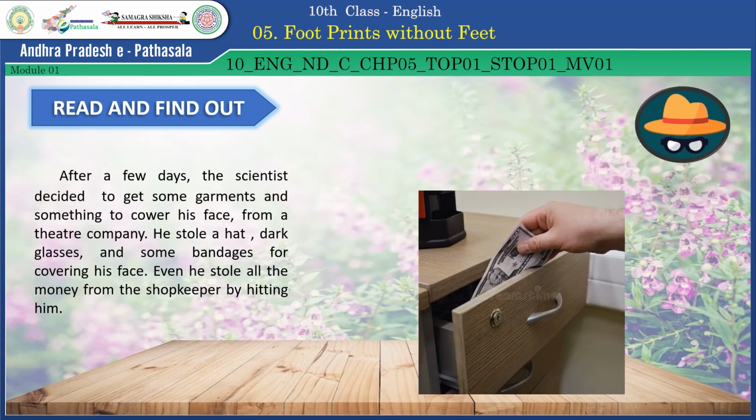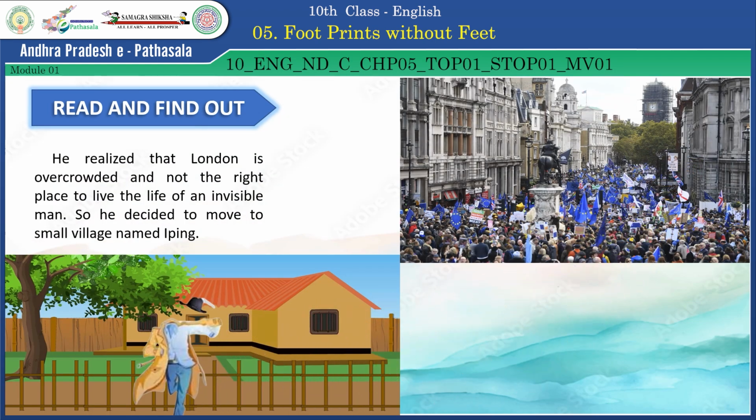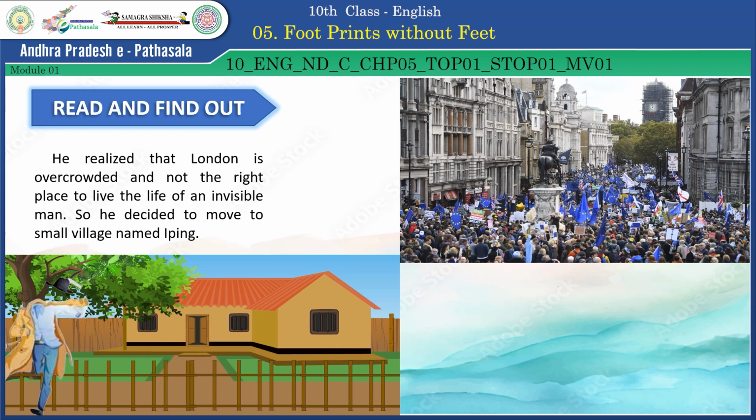After a few days, the scientist decided to get some garments and something to cover his face from a theater company. He stole a hat, dark glasses, and some bandages for covering his face. He even stole all the money from the shopkeeper by hitting him. He realized that London is overcrowded and not the right place to live the life of an invisible man. So he decided to move to a small village named Iping.